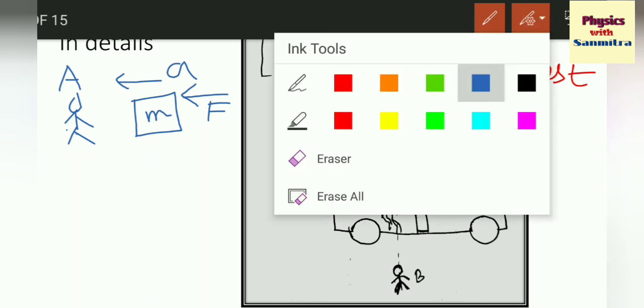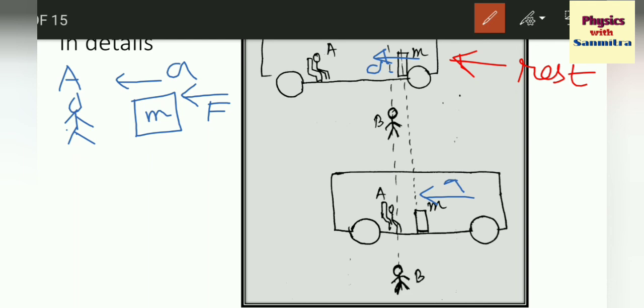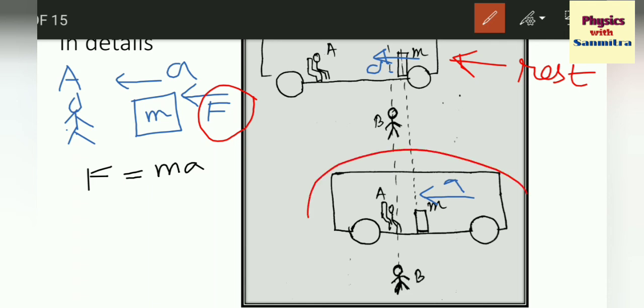Now let's write the equation. F is equal to ma. Now for observer A, this frame is an inertial frame of reference. Now F is equal to ma, we can write, and this force F is actually not applied. This force F is actually not applied, and this force is called the pseudo force. Now if we want to apply Newton's laws of motion inside the frame of the bus, then we have to consider a pseudo force. Then only we can account for the motion of the block m with respect to observer A.